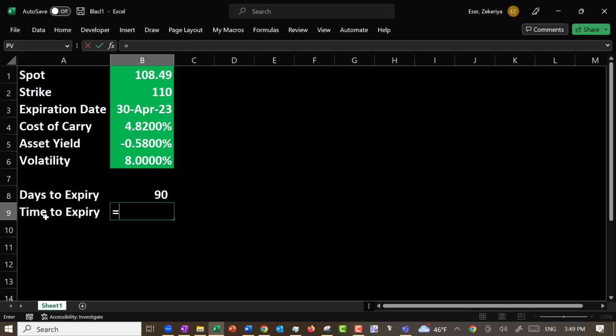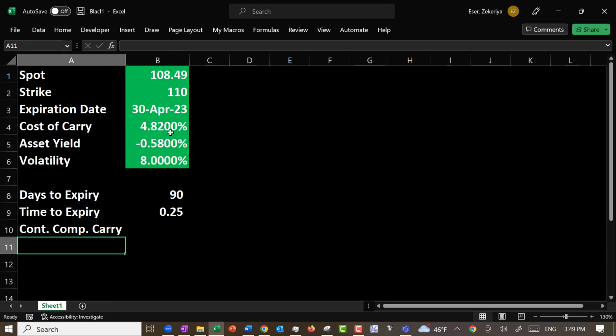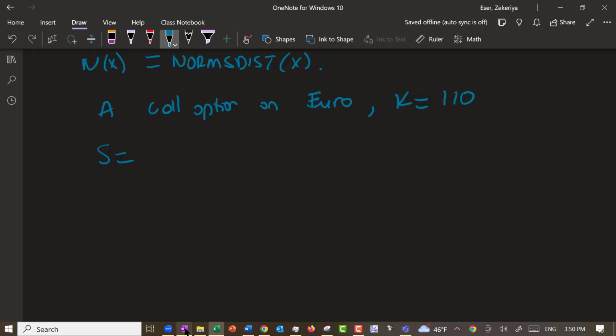Time to expiration in years. Take days to expiration divided by 365. Now, continuously compounded cost of carry. Because the rates that I put in are APRs, but the rates that go into option pricing are the so-called continuously compounded rates. Let me put these.